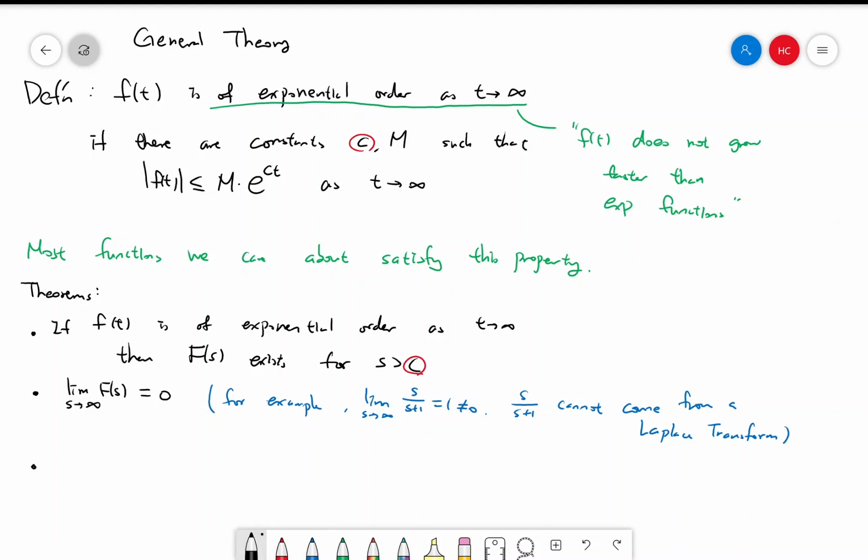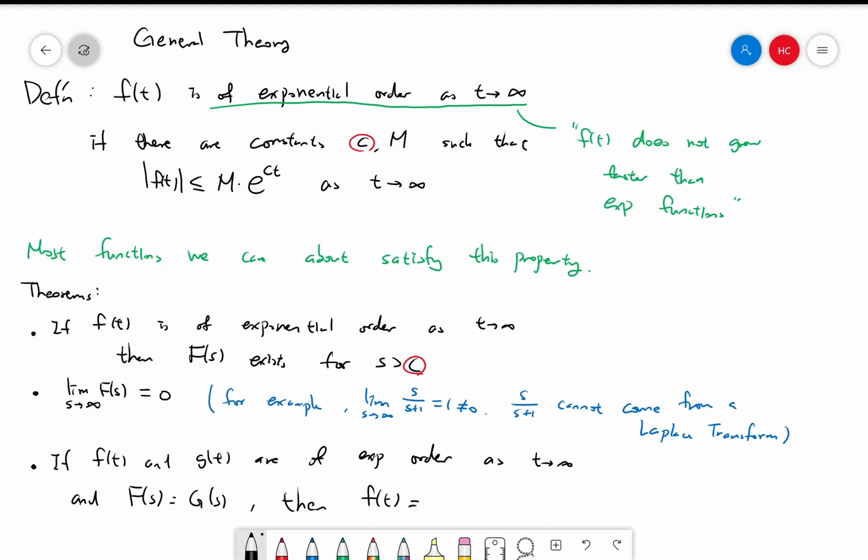Now, the third property is what guarantees the inverse to be unique. If f of t and g of t are of exponential order as t approaches infinity, and they have the same Laplace transform, then the original functions must be the same. So the third property tells you that inverses are unique.